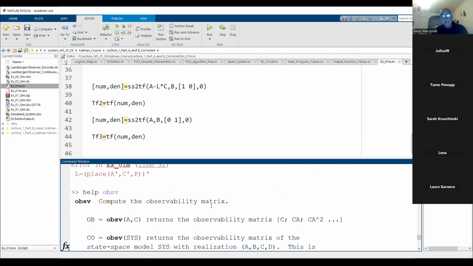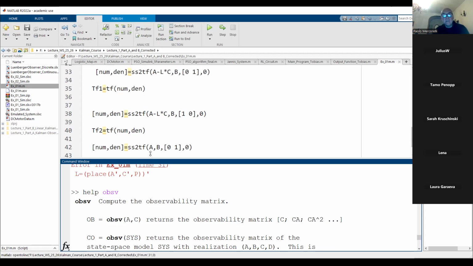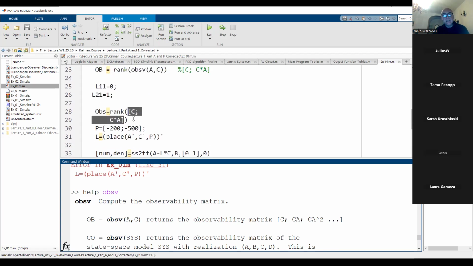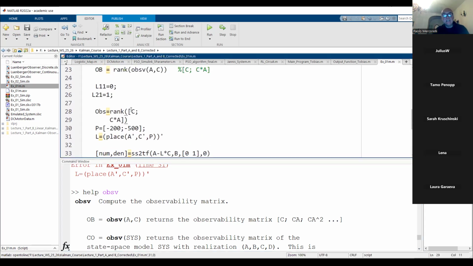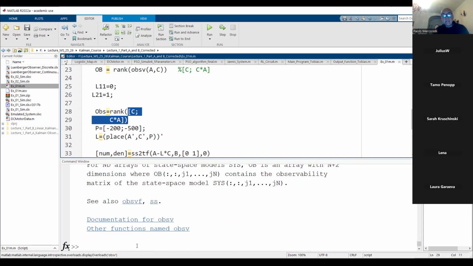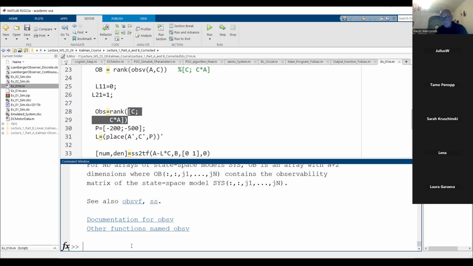It computes the observability matrix. We can see this is a function with two arguments, A and C. But of course, you can also build it manually. We can see here exactly what I put in evidence now. The rank is 1. Let me look at the matrix.